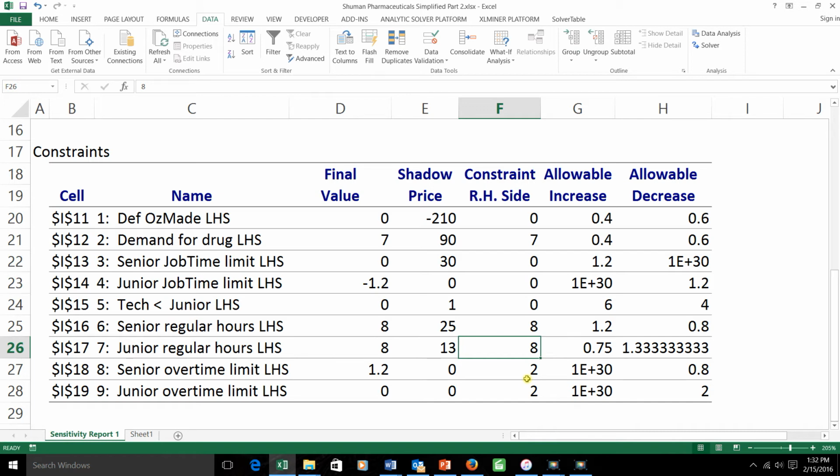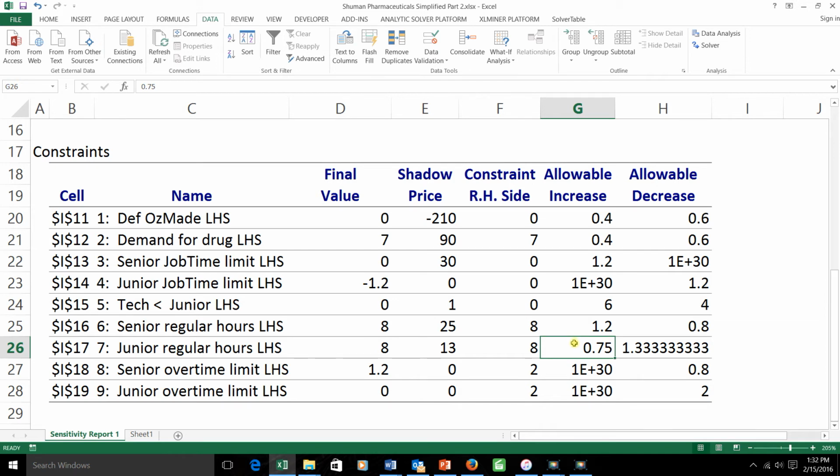Your answer should be, I don't know. The allowable increase is only 0.75. I can tell you what happens if we add 0.75 hours of time. That is, she'll bring up our profit by 13 times 0.75. But beyond that point, I don't know.